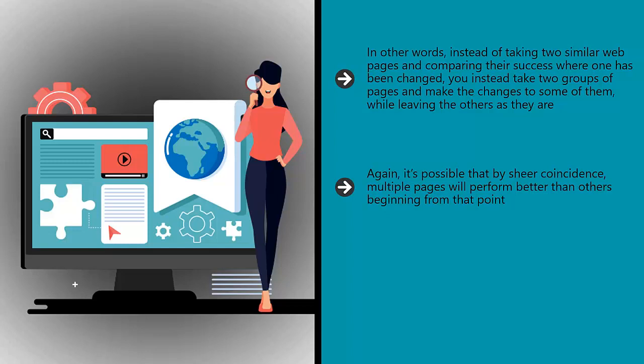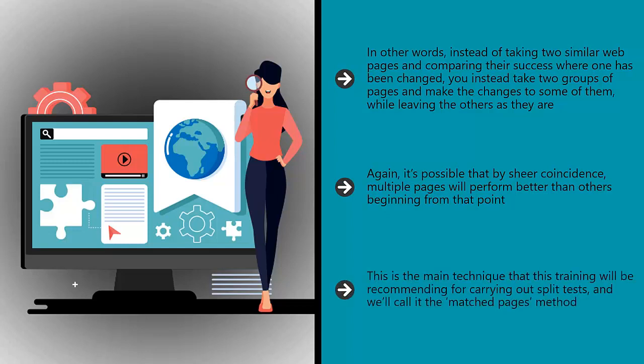But that's when you use the statistical significance tests, compared the new and the old ranking positions of those in Group A to those in Group B, and then find out if the data suggests an effect. This is the main technique that this training will be recommending for carrying out split tests, and we'll call it the matched pages method.